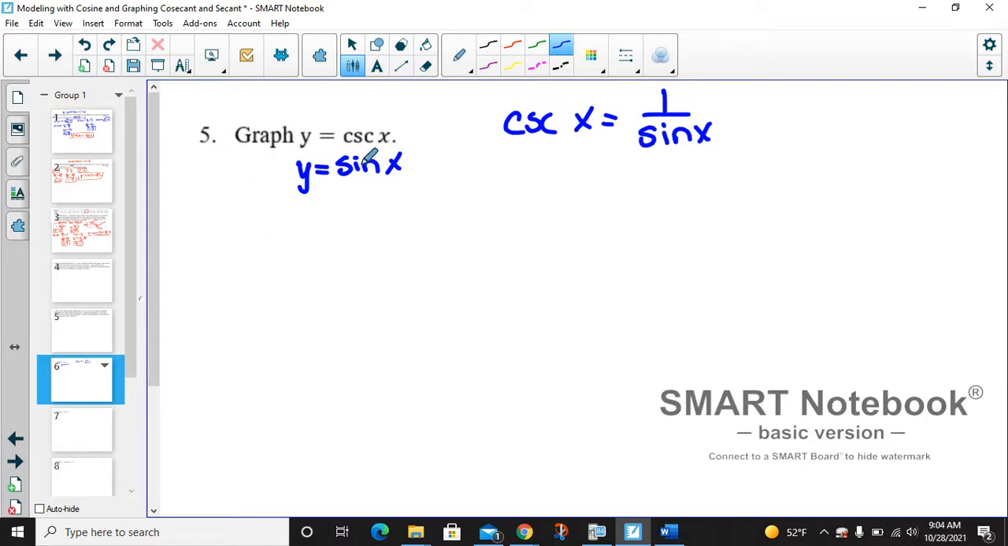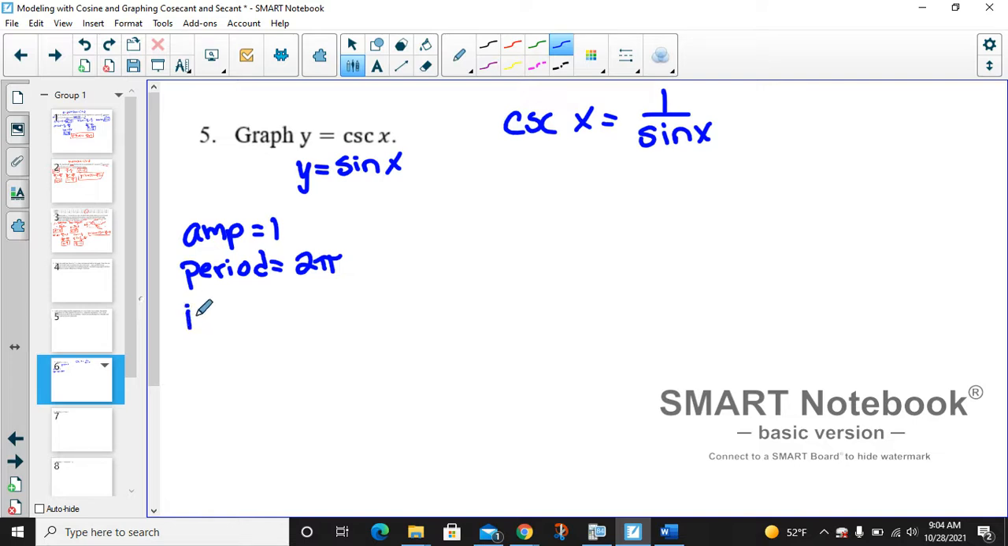Of course, this is a very basic one, with our a equal to 1, our b equal to 1, our c is 0, and our d is 0. But we'll find all of our pertinent information anyway. Our amplitude is the absolute value of a, which in this case is just 1. Our period is equal to 2 pi over b. My b is also 1 here, so it's just 2 pi.